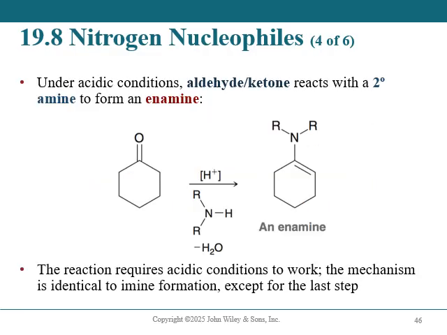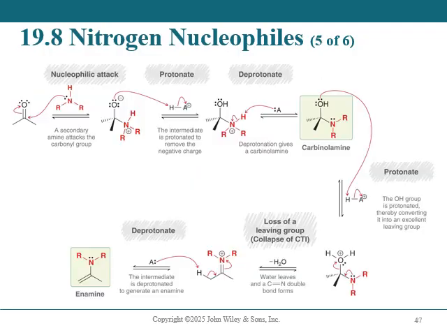Under acidic conditions, aldehydes and ketones react with secondary amines to form an enamine. So kind of what we see here. The reaction requires acidic conditions to work. The mechanism is identical to imine formation except for the last step. Let me show you. So nucleophilic attack, followed by a protonation, deprotonation, and then subsequent protonation, loss of the leaving group. So all of this we've seen before. Now this deprotonation actually changes this last part right here. You get a deprotonation step here, a pair of electrons migrates, and you get the enamine. That's how you get that double bond right here.